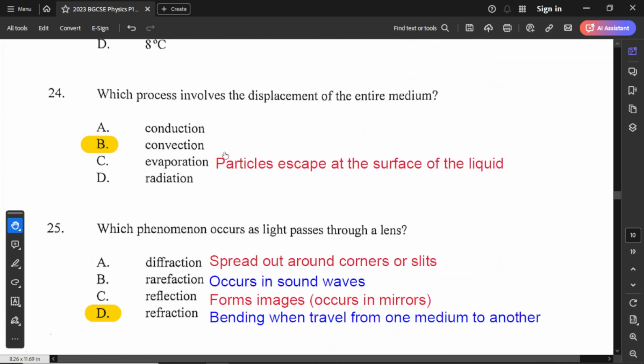All right, for 24, which process involves the displacement of the entire medium? This is definitely convection. We know conduction is passing heat through the substance, but with convection, for example in boiling water, the entire water starts to move, with particles going up and down. In evaporation, only part of the particles move, escaping at the surface of the liquid. So only those at the surface actually start to move. And definitely not radiation.